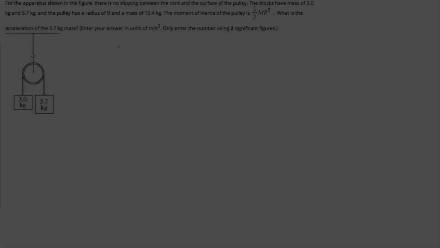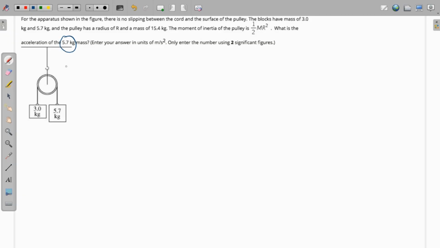In this question, the setup is shown over here, and there's no slipping between the cord and the surface of the pulley. The blocks have masses of 3 and 5.7 kilograms respectively, and the pulley has a radius of r and its moment of inertia is half m r squared. The mass of the pulley is 15.4 kilograms. So what is the acceleration of the 5.7 kilogram mass?